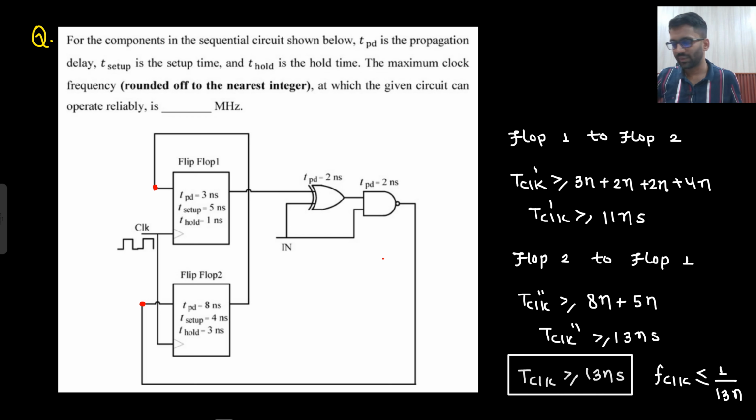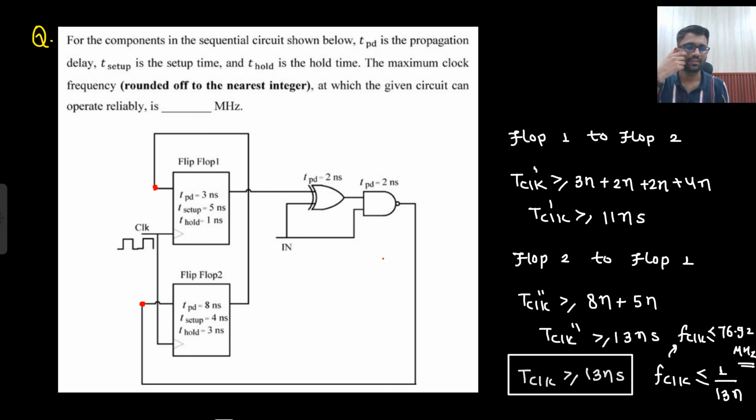Okay, so nano means 10 to the power minus 9. I don't have a calculator, so 1000 by 13. So F clock is coming out to be 76.92 megahertz. Okay, so that was the answer, 76.92 megahertz.